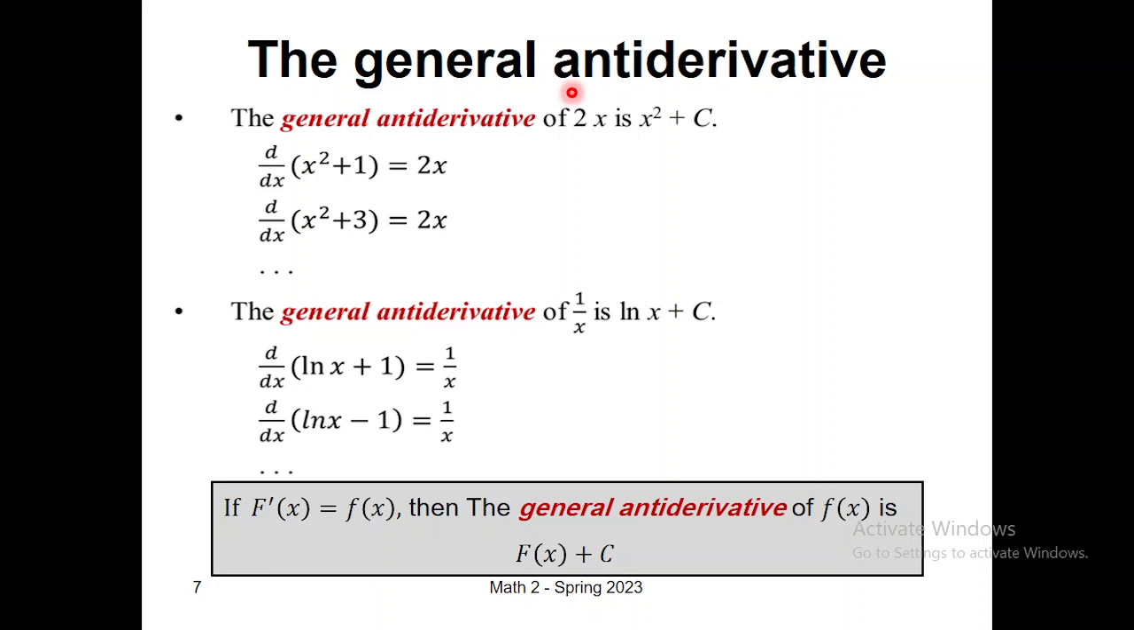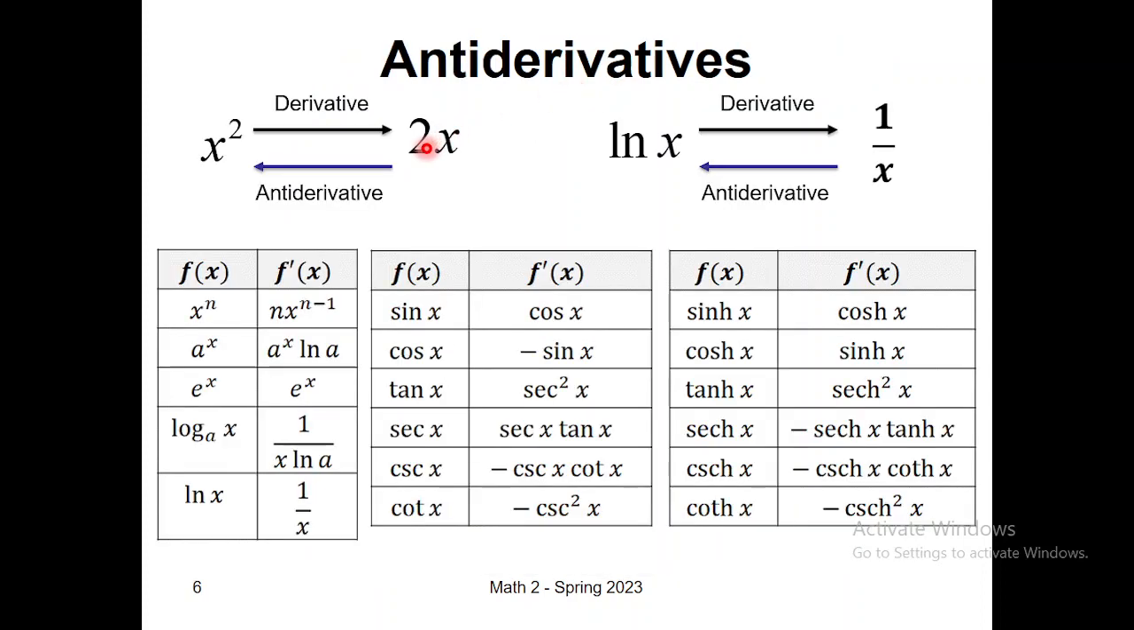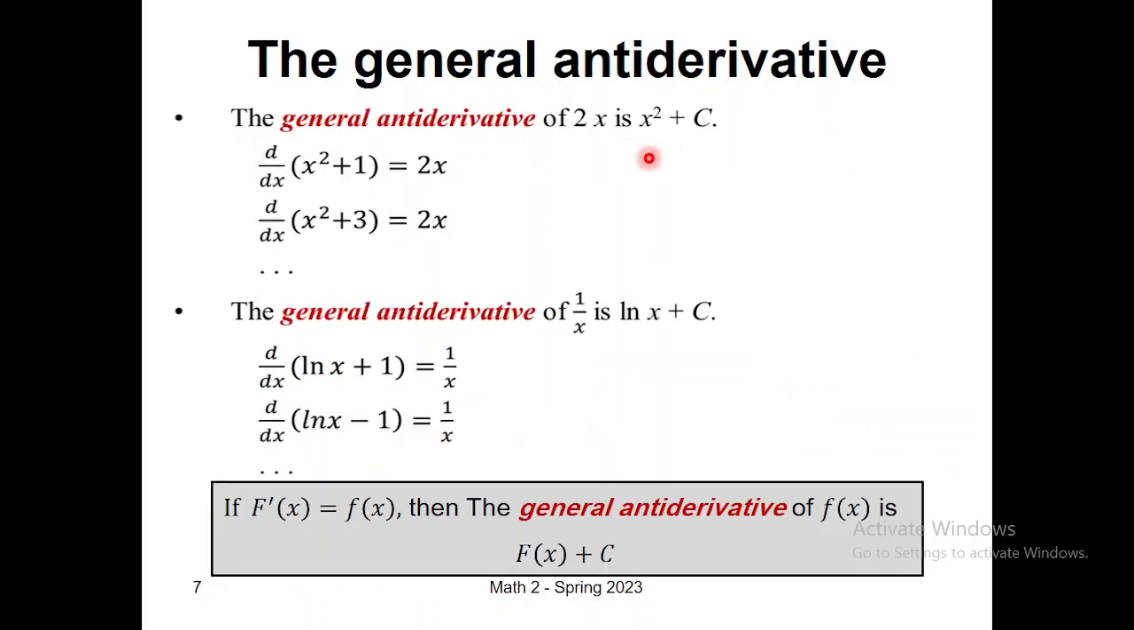But actually, you can say that the antiderivative of 2x is x squared. Why? Because the derivative of x squared is 2x. But also the derivative of x squared plus 1 is 2x. X squared plus 2 is 2x. The derivative of x squared plus any constant is 2x. So we can say that the general antiderivative of 2x is x squared plus c.